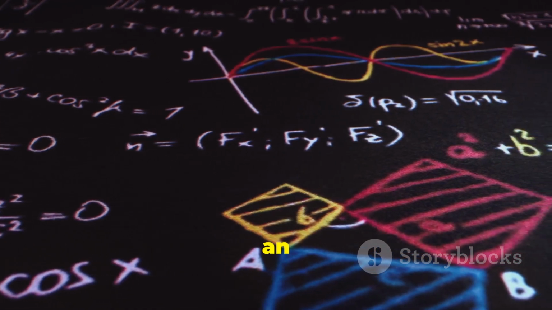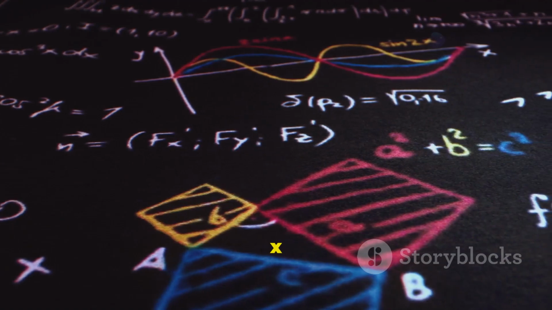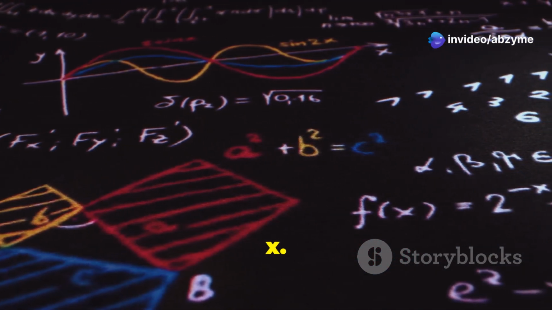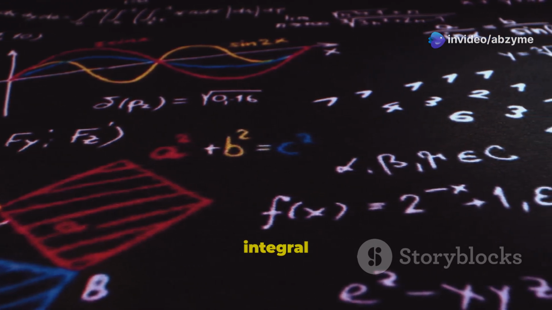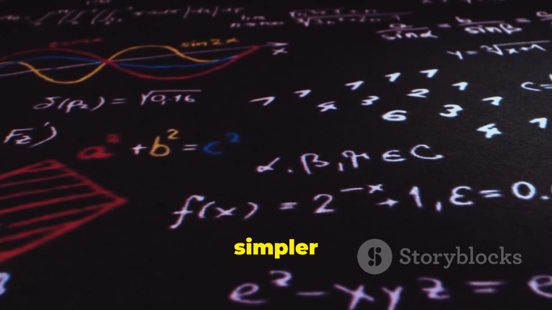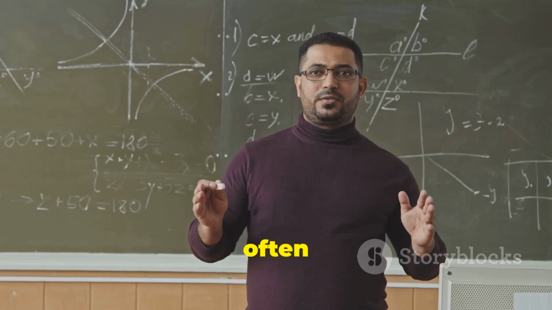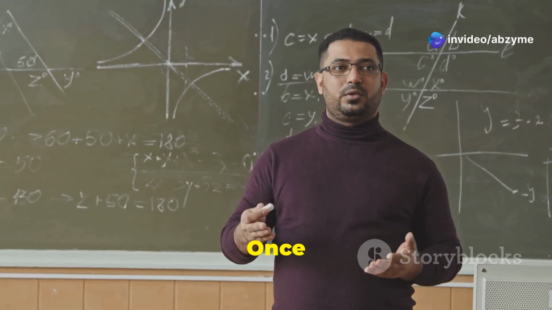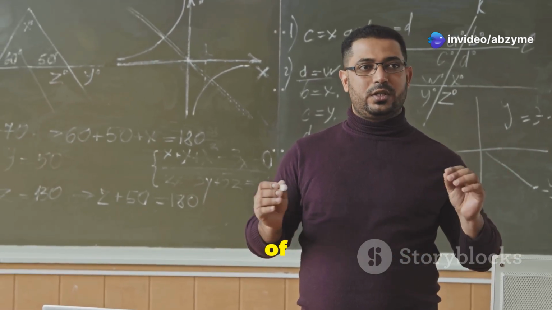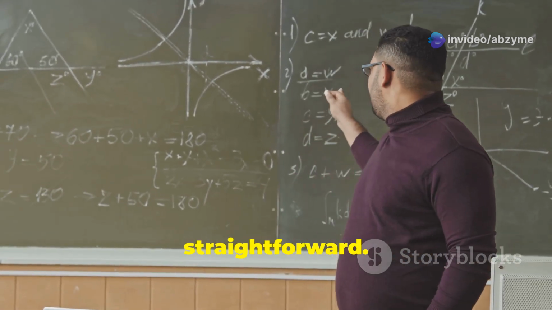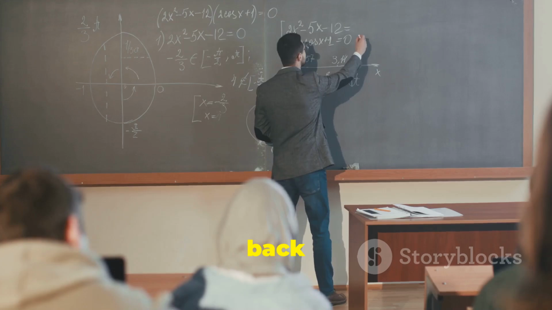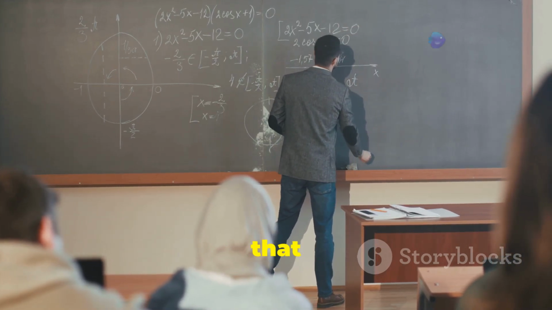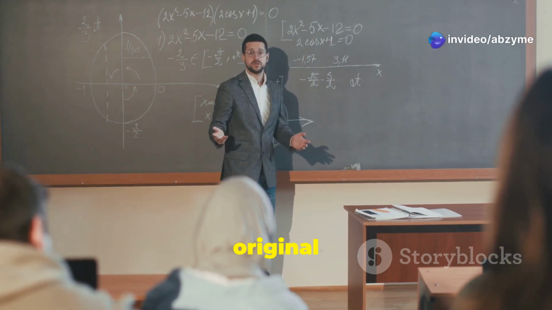For example, if you have an integral of the form f of g of x times g prime of x, you can make the substitution u equals g of x. This substitution often transforms the integral into a simpler form that can be easily integrated. Once the integral is simplified, the process of integration becomes straightforward. After integrating, you can then substitute back the original expression for u to obtain the final answer. This final step ensures that the solution is expressed in terms of the original variable.